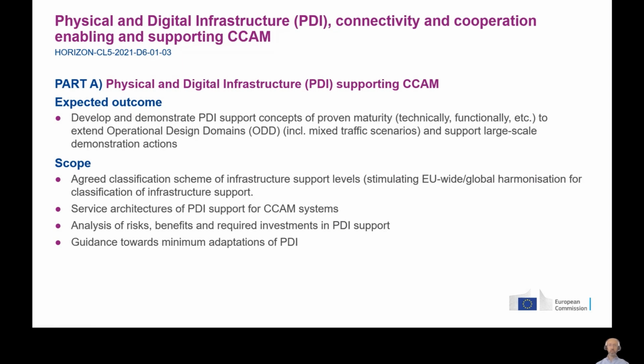So I think today nobody questions anymore that infrastructure can play a big role in doing this, in bringing CCAM closer to reality, having safer or more smoother traffic flows in larger geographical areas. And of course, all of this, we expect a close integration with the large-scale demonstration actions that are covered by my colleagues. So what is the scope of this part A?